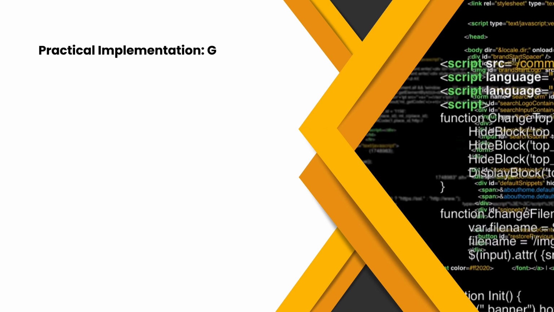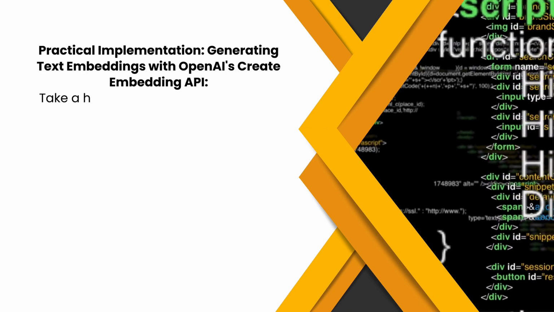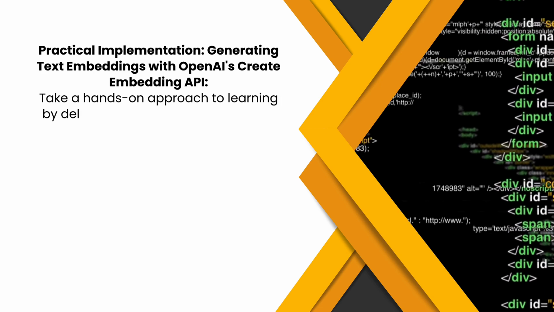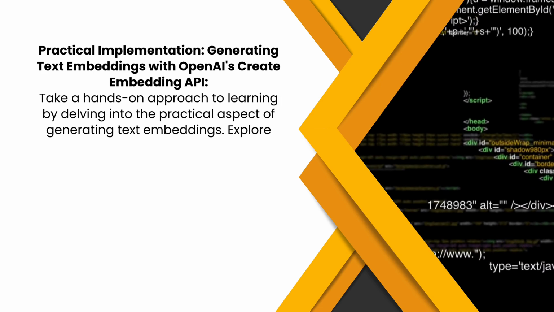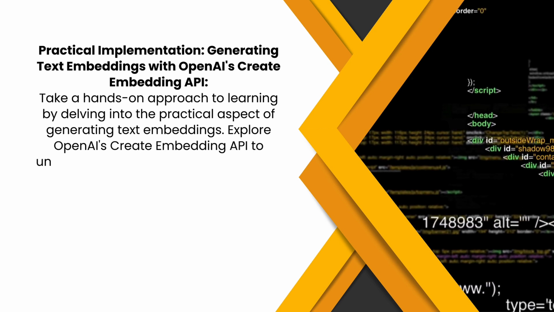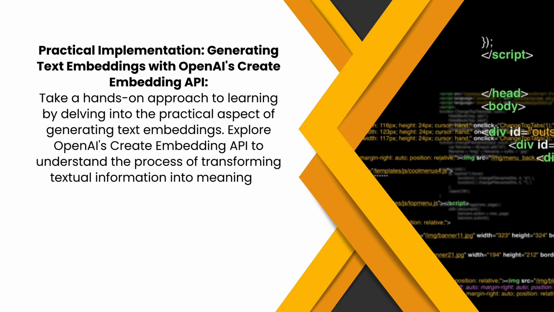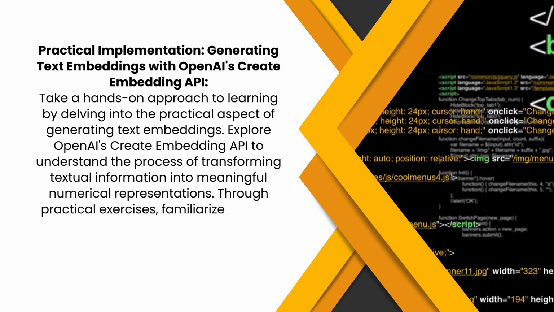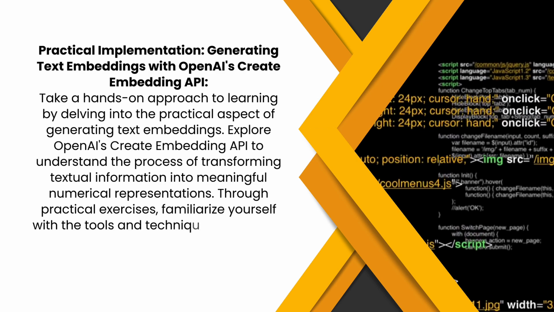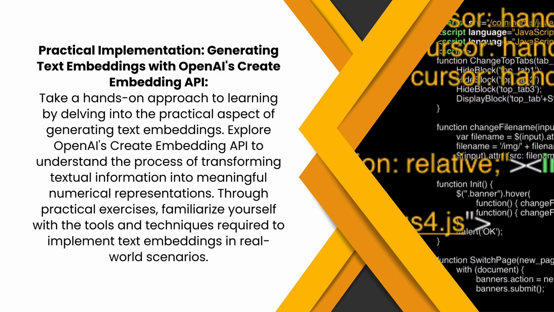Practical implementation. Generating text embeddings with OpenAI's Create Embedding API. Take a hands-on approach to learning by delving into practical aspects of generating text embeddings. Explore OpenAI's Create Embedding API to understand the process of transforming textual information into meaningful numerical representations. Through practical exercises, familiarize yourself with the tools and techniques required to implement text embeddings in real-world scenarios.